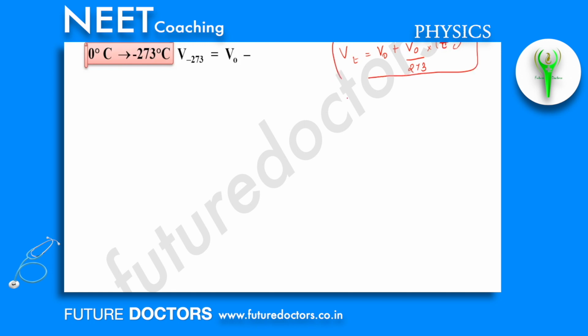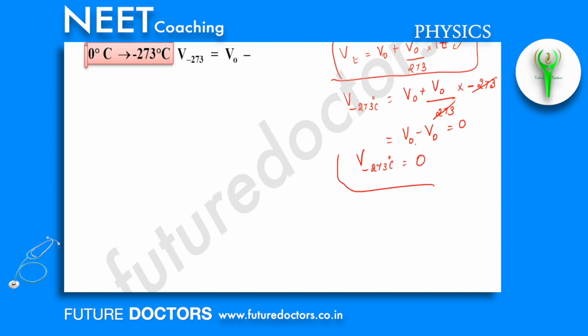Now we are keeping the temperature as minus 273 degrees. So it is V naught plus V naught by 273 into minus 273. The 273 will cancel, so V naught minus V naught is 0. So the volume at minus 273 degrees is equal to 0. This is called the absolute volume.